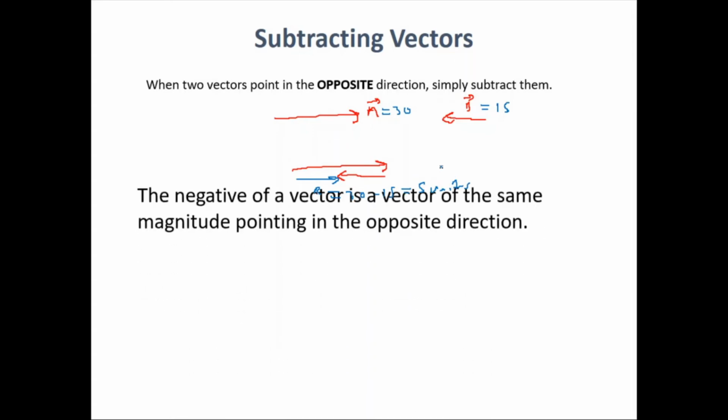A negative of a vector is a vector of the same magnitude pointing in the opposite direction. So I told you, let me repeat it. This is vector a, and the negative of a is this, and it is pointing in the opposite direction with the same magnitude. This is negative a, and this is positive a.